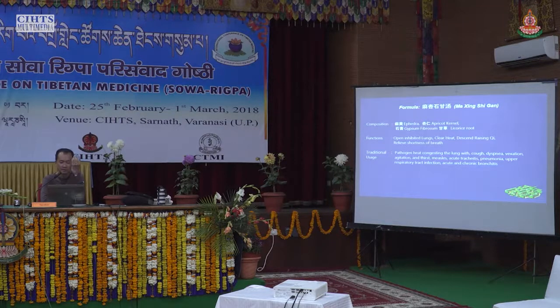It has the effect of drawing down the energy. So this ephedra has the effect of opening up the lungs. And this apricot will help to bring the energy down from the lungs. As for this gypsum, it has a cooling effect. Gypsum is a kind of mineral, so it will help to cool down the heat in the lungs.